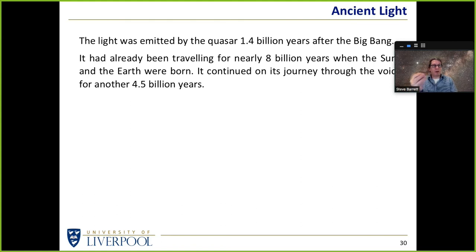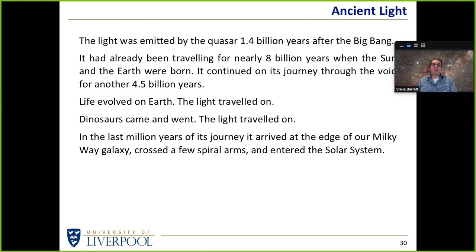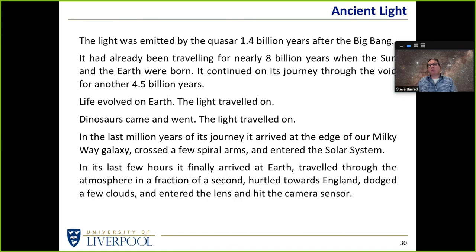The Sun was formed and the solar system was formed and the Earth was formed. And of course the light just trogs on. Life evolved on Earth, the light travels on. Dinosaurs came and went, the light travels on. In the last million years or so of its journey, it arrived at the edge of our Milky Way galaxy. It crossed a few spiral arms, I'm not sure how many it crossed on the way in, and then it would have entered the solar system.